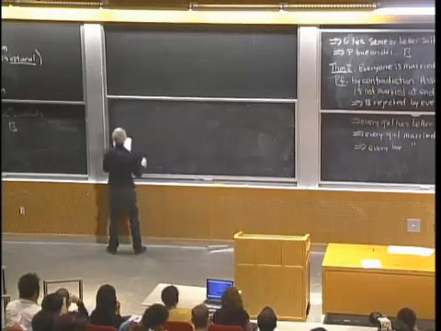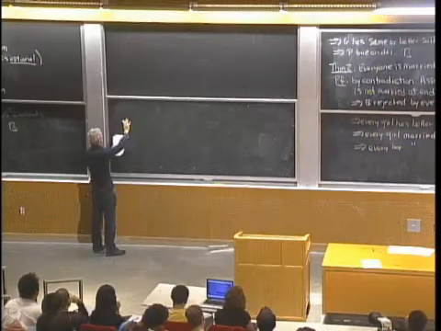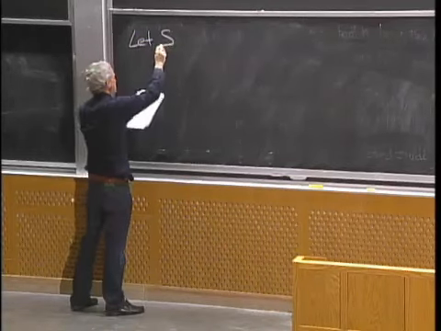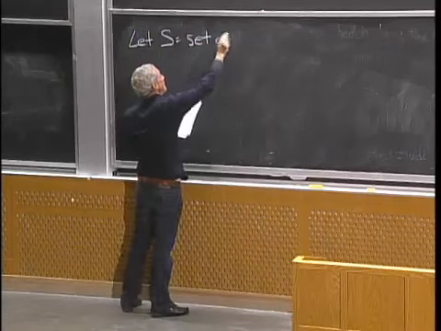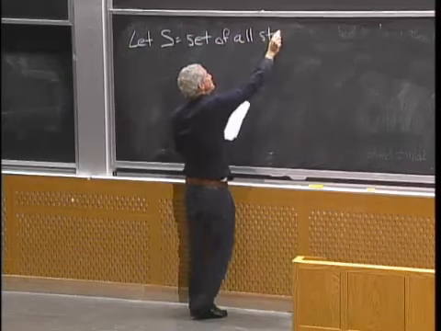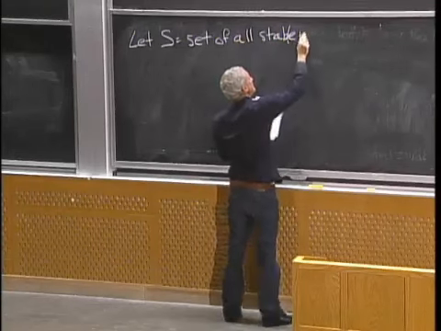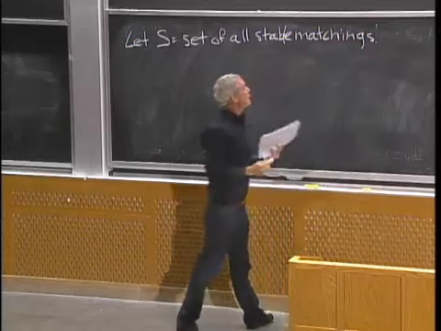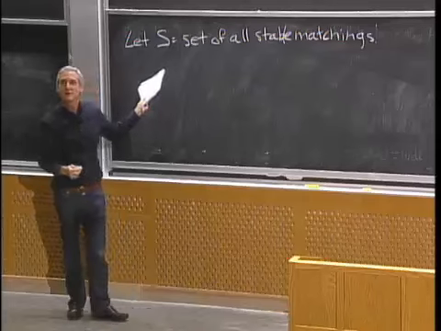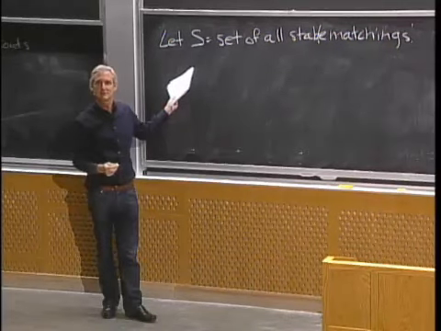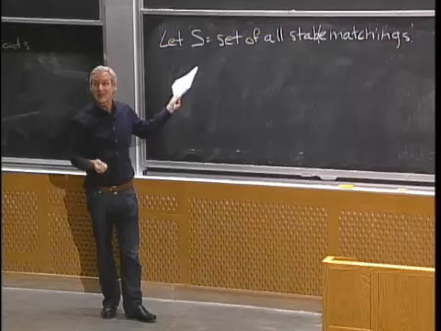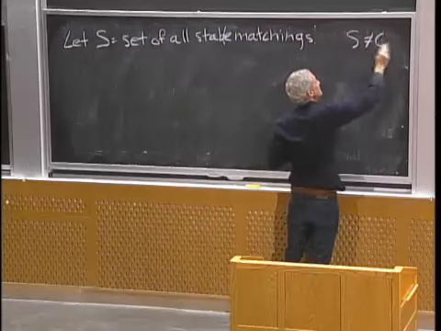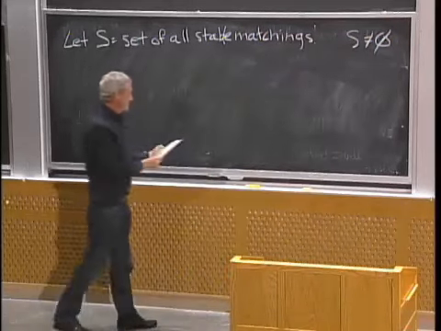Okay. So I've got to define a couple things here to be able to prove this. The first is, for any collection of preference lists, we're going to let S be the set of all stable matchings. Now we know that S is not empty, right? How do we know that S is not empty here? Yeah, because TMA produces a stable matching, so we know that S is not empty. There's at least one. And in fact, there could be many.